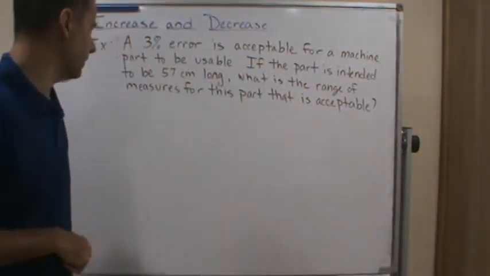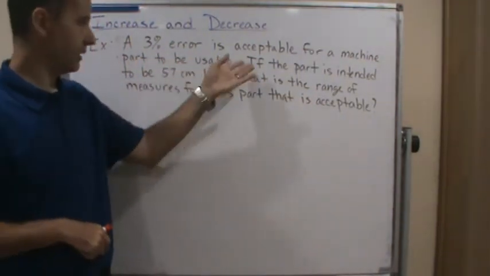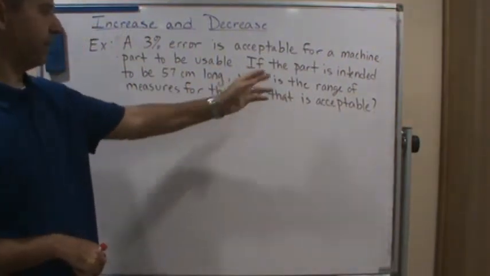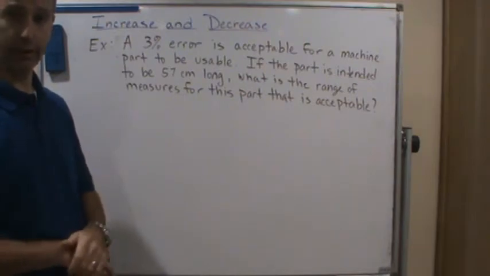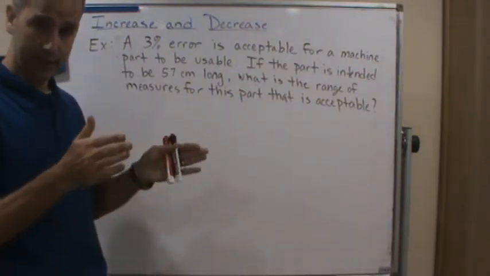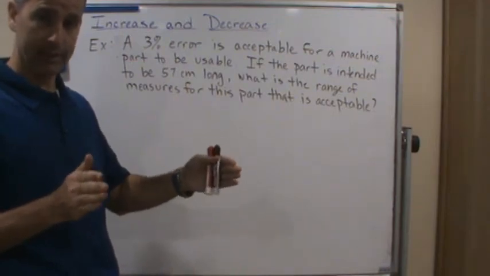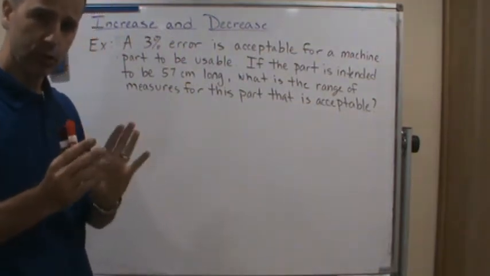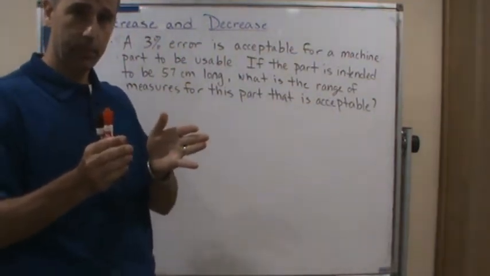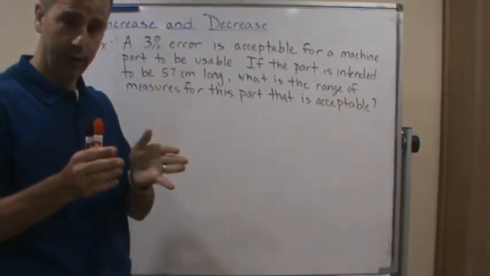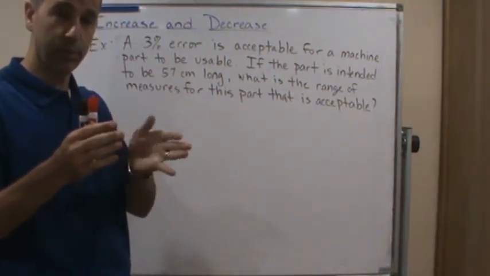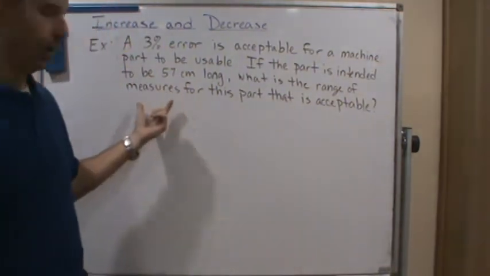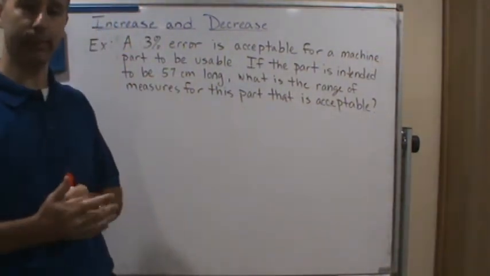So in this example, let's say that a 3% error is acceptable for a machine part to be usable. And let's say that the part is intended to be 57 centimeters long. That's what's on the blueprint, on the specs. But as long as we're within 3% of that, as long as the length is not more than a 3% change either way, we're good. So the question is, what is the range of measures that this part is still going to be acceptable for?